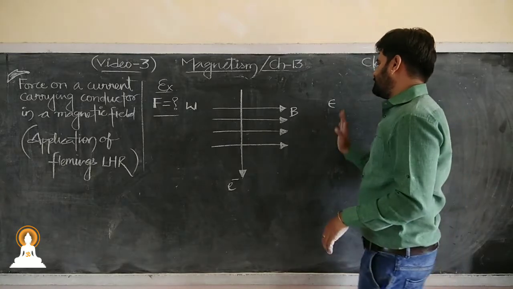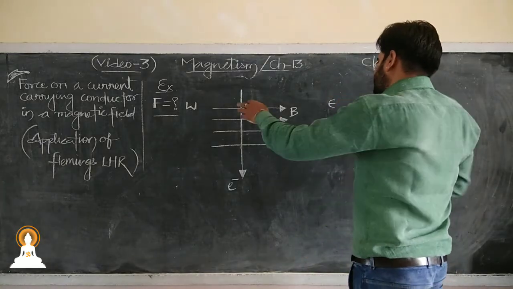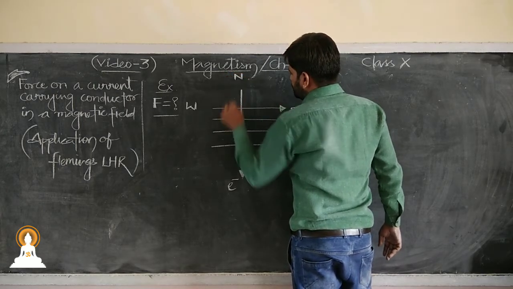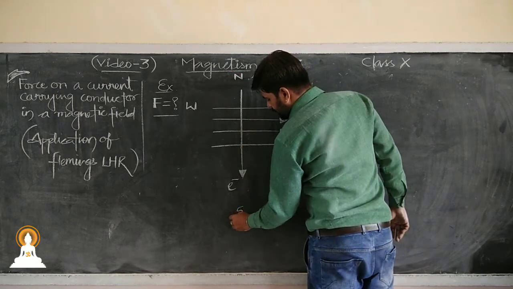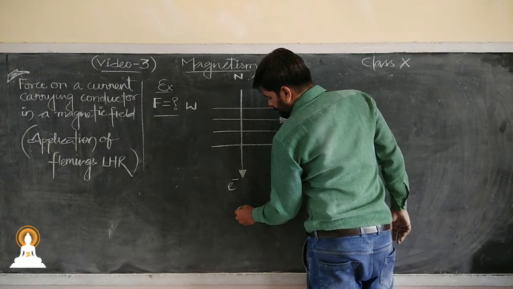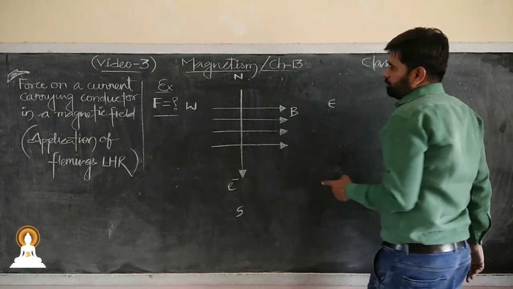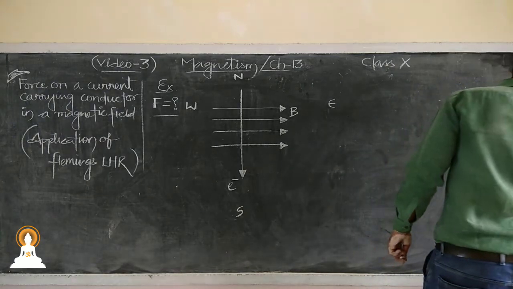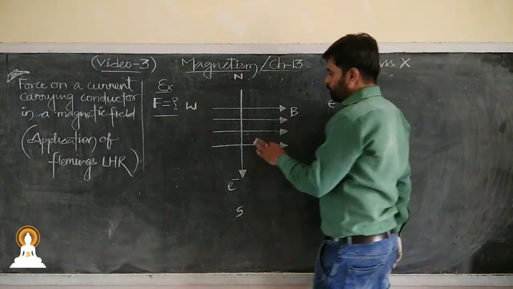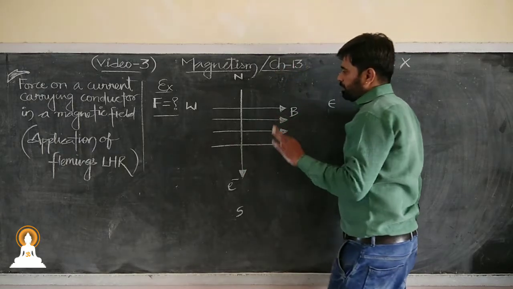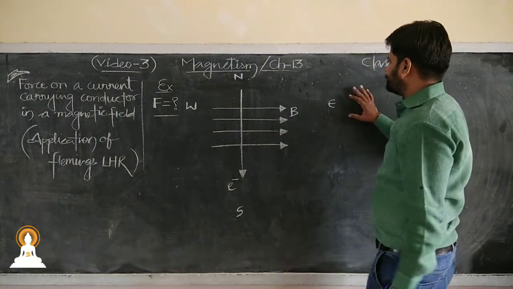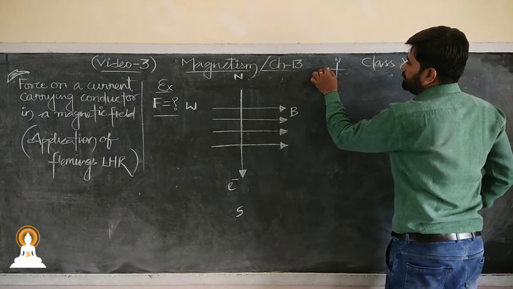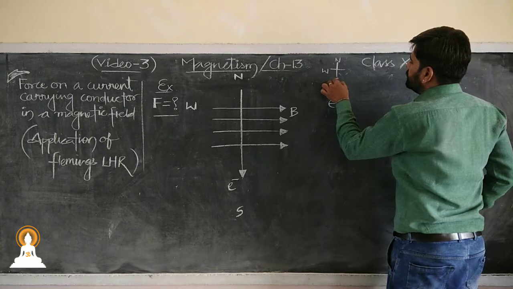Now if this is the east and that is the west, so this will be north and this will be south. What they are asking is the direction of force acting on this electron. Now let us see. We have the notation: this is the north, this is the west, this is the south, and this is the east.